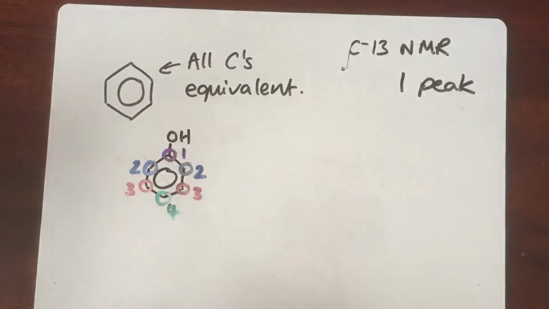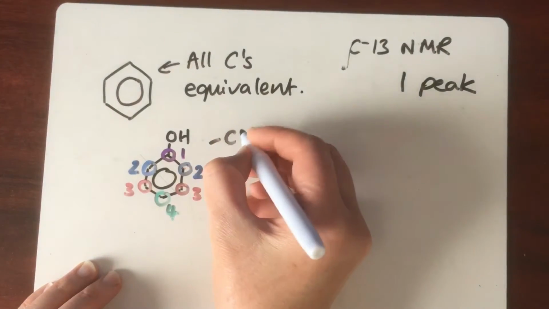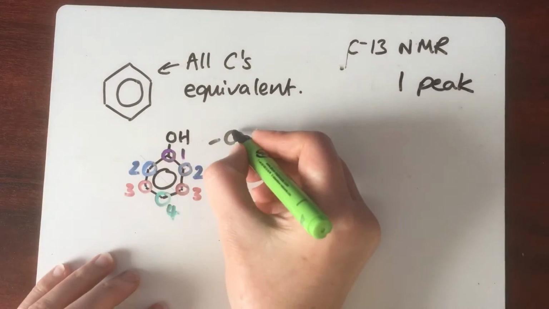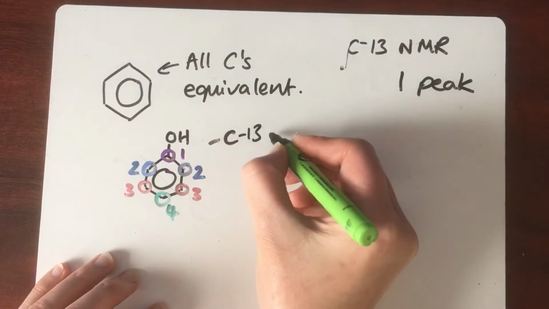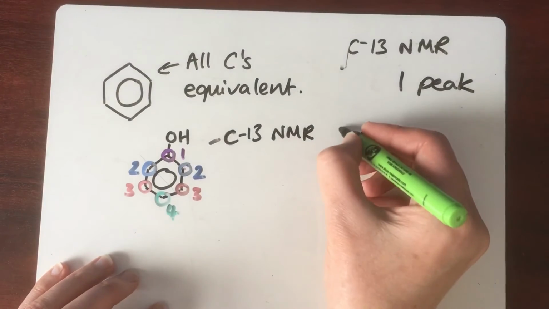So on a carbon 13 NMR, this would give you 4 peaks.